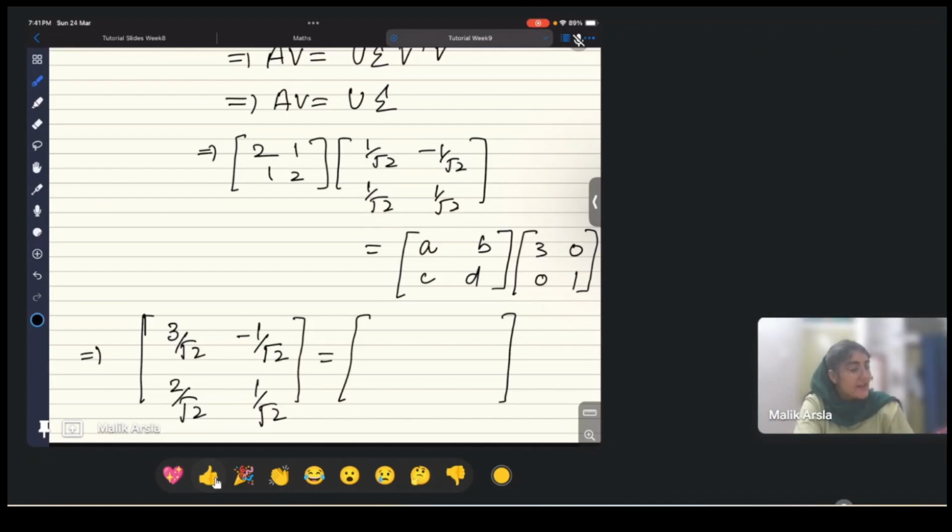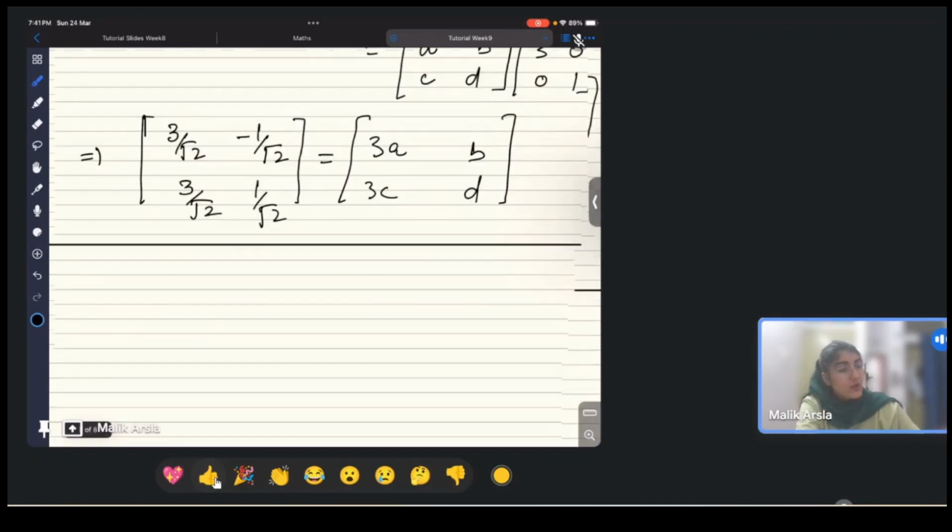Second row, first entry. Sorry. Yeah, this one will be 1 by root 2 plus 2 by root 2, it will be 3 by root 2. Okay? Now on the right hand side it will be 3A, then B, then it will be 3C and then it will be D, correct? Now we can simply compare.